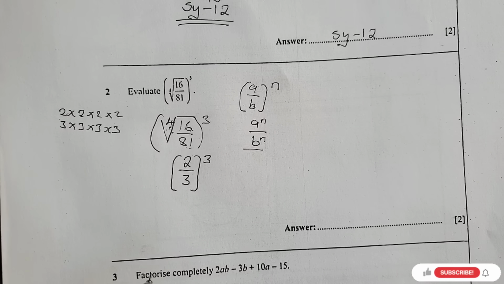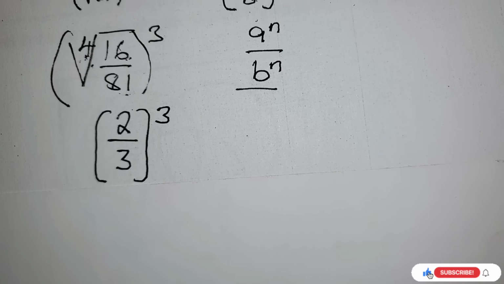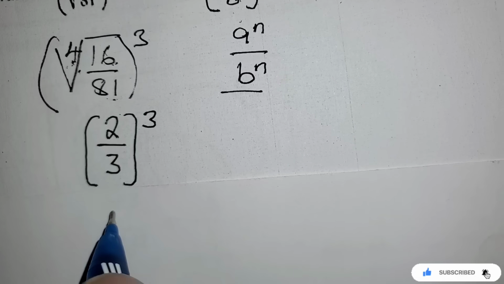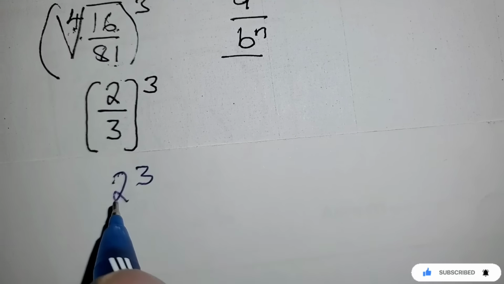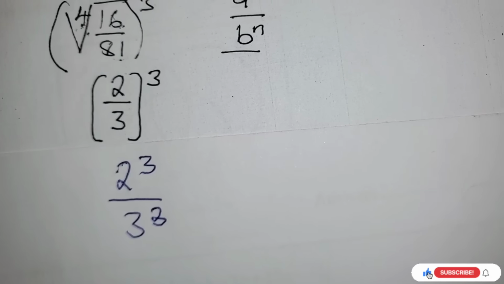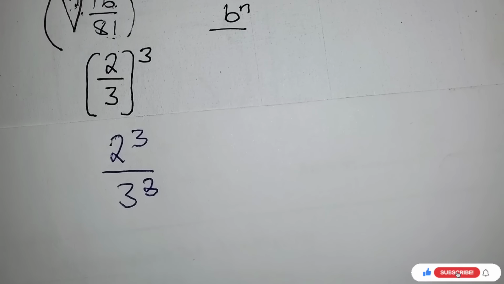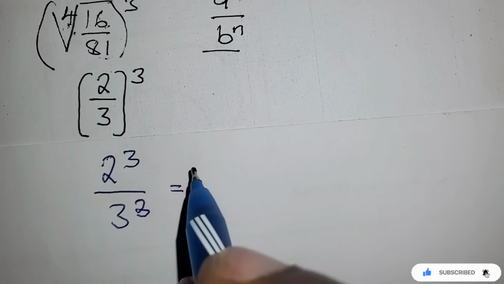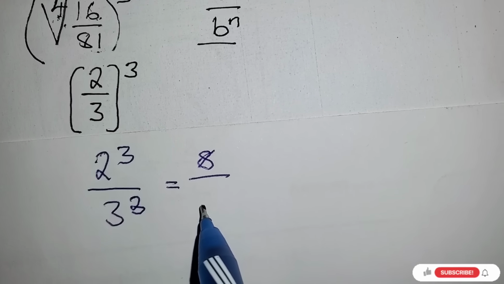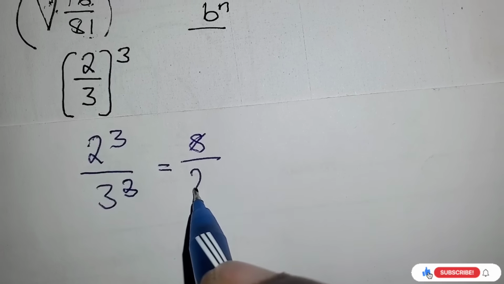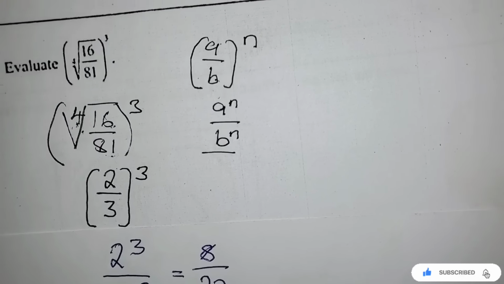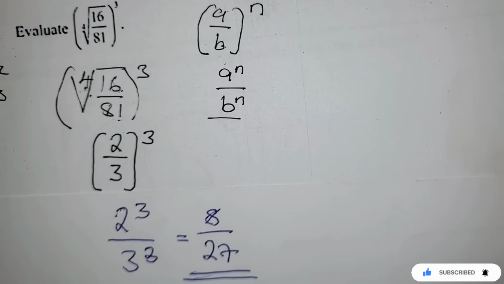We're going to do the same thing here. So we distribute: 2 to the power 3 over 3 to the power 3. We know that 2 to the power 3 is 2 times 2 times 2, which is 8, and 3 to the power 3 is 3 times 3 times 3, which is 27. So the final answer to this question 2 is 8 over 27. All right, let's go to question 3.